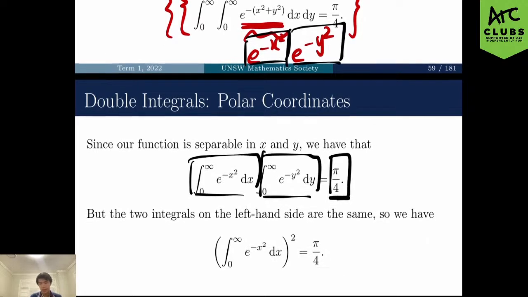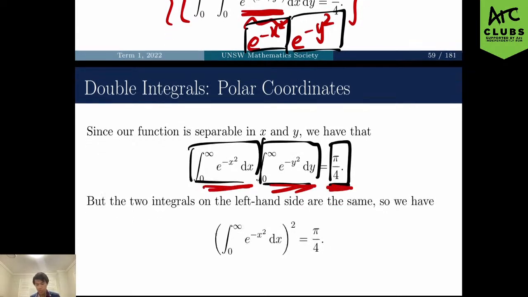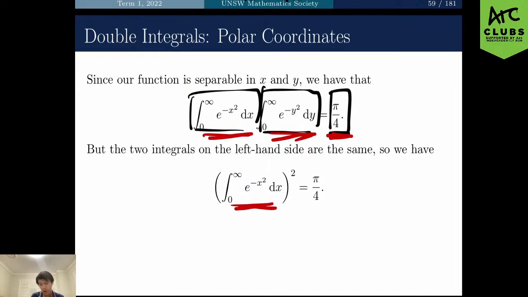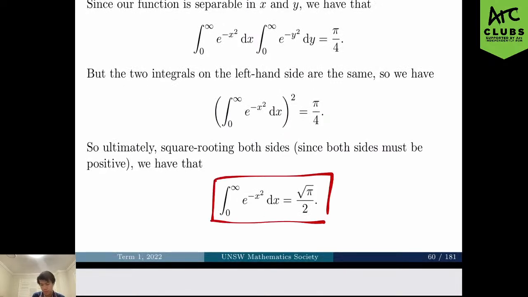Right, and it turns out these are the same. So if we've got this times this equals pi on 4, well, that just means that this integral squared equals pi on 4. So then this is equal to root pi divided by 2.